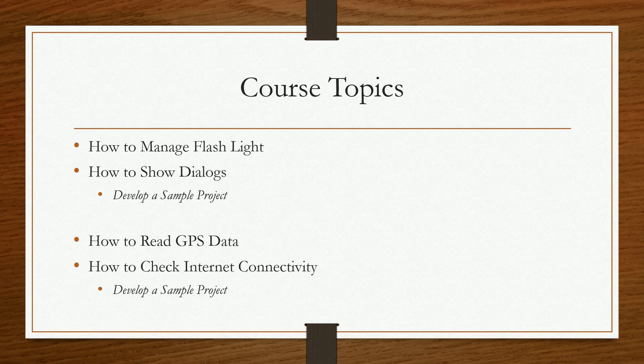Then we'll see how to read GPS data. Most Android devices are capable of reading GPS location data. So we'll see how to read latitude and longitude data, and also how to read city and country. And then we'll see how to check internet connectivity, whether our phone is connected to the internet using mobile data or Wi-Fi. And then we'll develop a sample project using these two concepts.